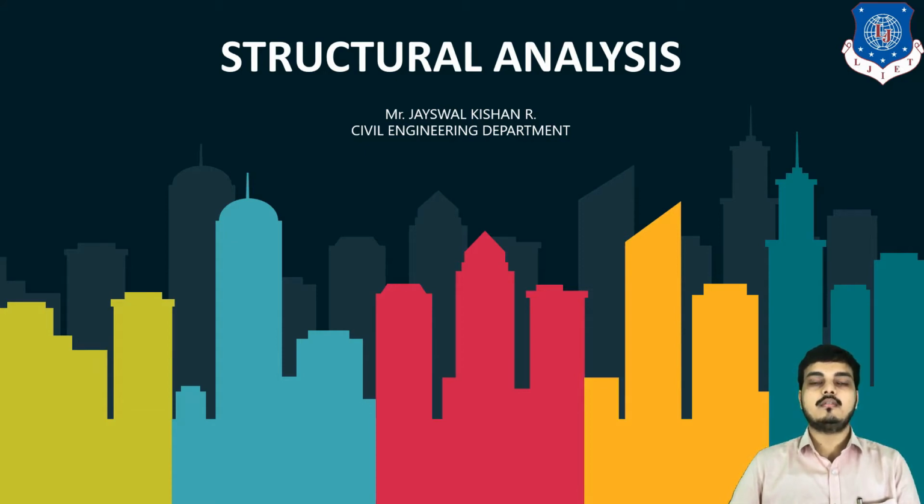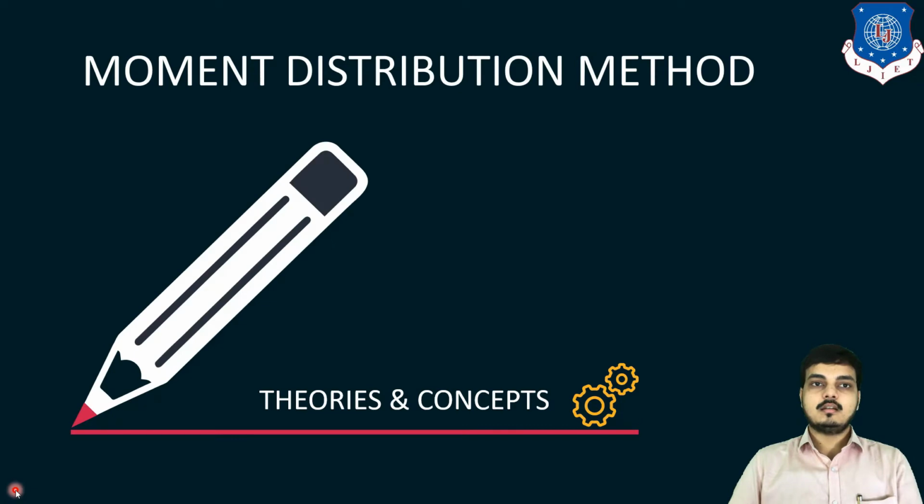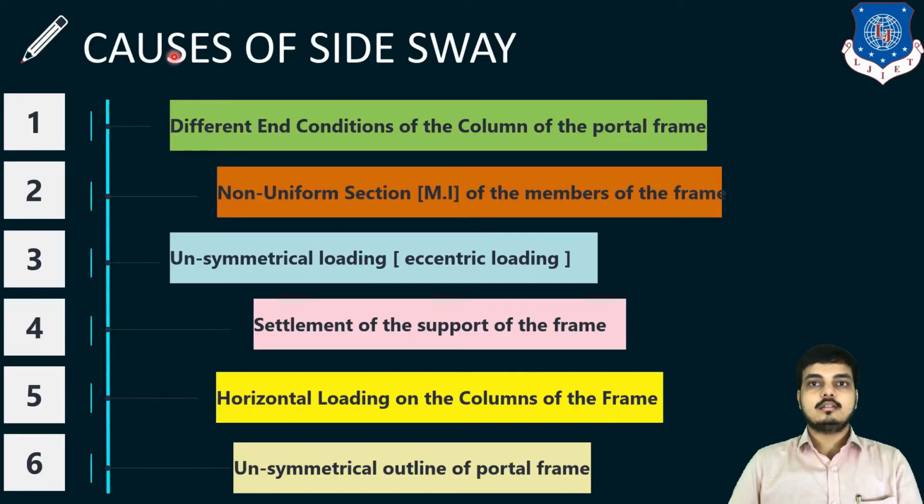Now in today's session of the moment distribution method, we will be studying the concept of sway. Let's start. There are some points on sway which are known as causes of side sway. With the help of these six points, we can say whether sway will occur or not on a particular frame. Let's move ahead with these conditions of sway. This is very similar to the causes which came in the slope deflection method.